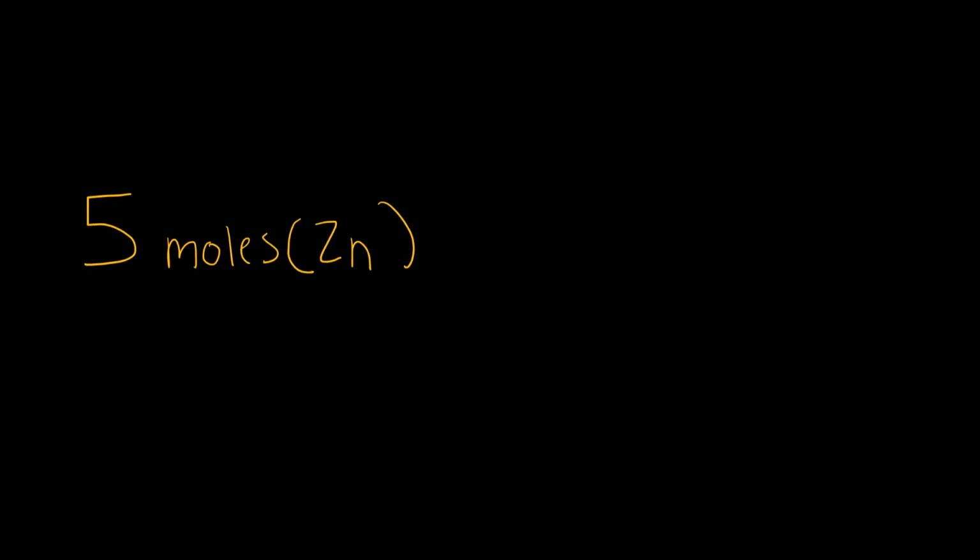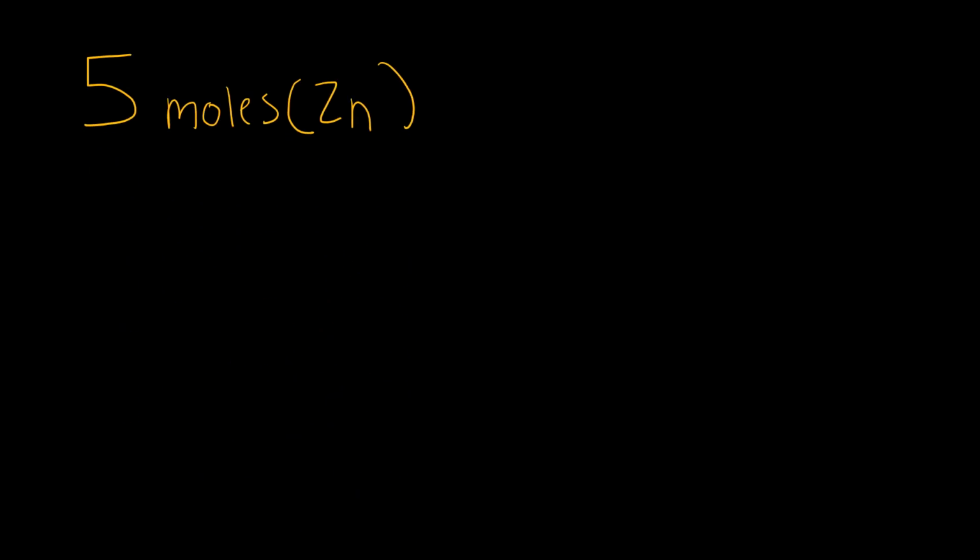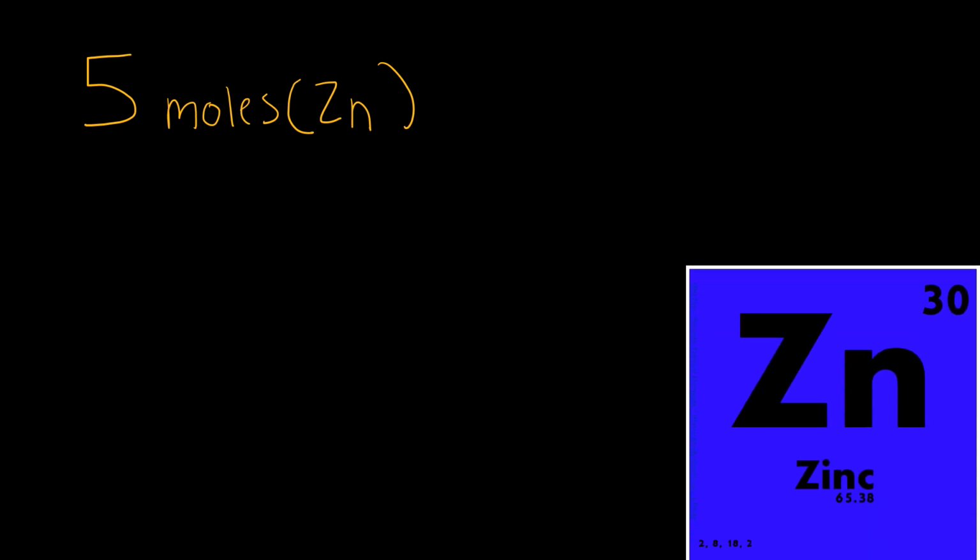So, in this example, we have 5 moles of Zn. Zn is going to be zinc. And if we go to our periodic table and we find zinc, we see that zinc has an atomic mass of 65.38. That means 65.38 grams of zinc equals 1 mole.